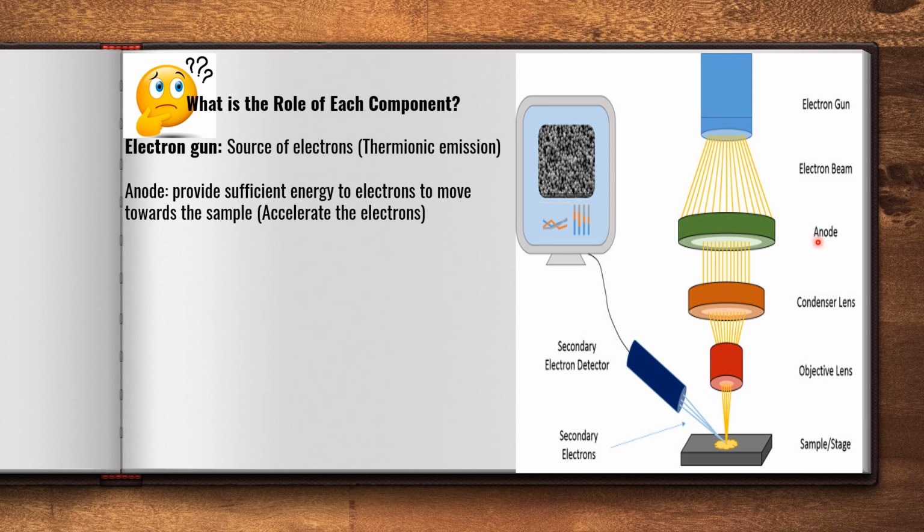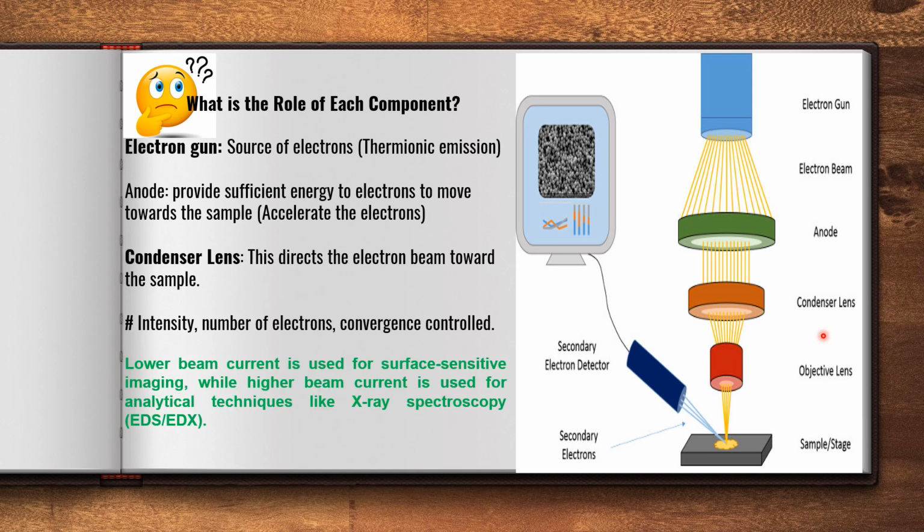And coming to the condenser lens, as we know, the condenser lens condenses the electrons into a particular fine beam. The electrons are moving in different directions, and it directs them to the sample. The condenser lens role is that it gives a fine direction towards the sample. The intensity, meaning how many electrons are moving, and the convergence, meaning how much area it needs to cover, are all controlled by the condenser lens.